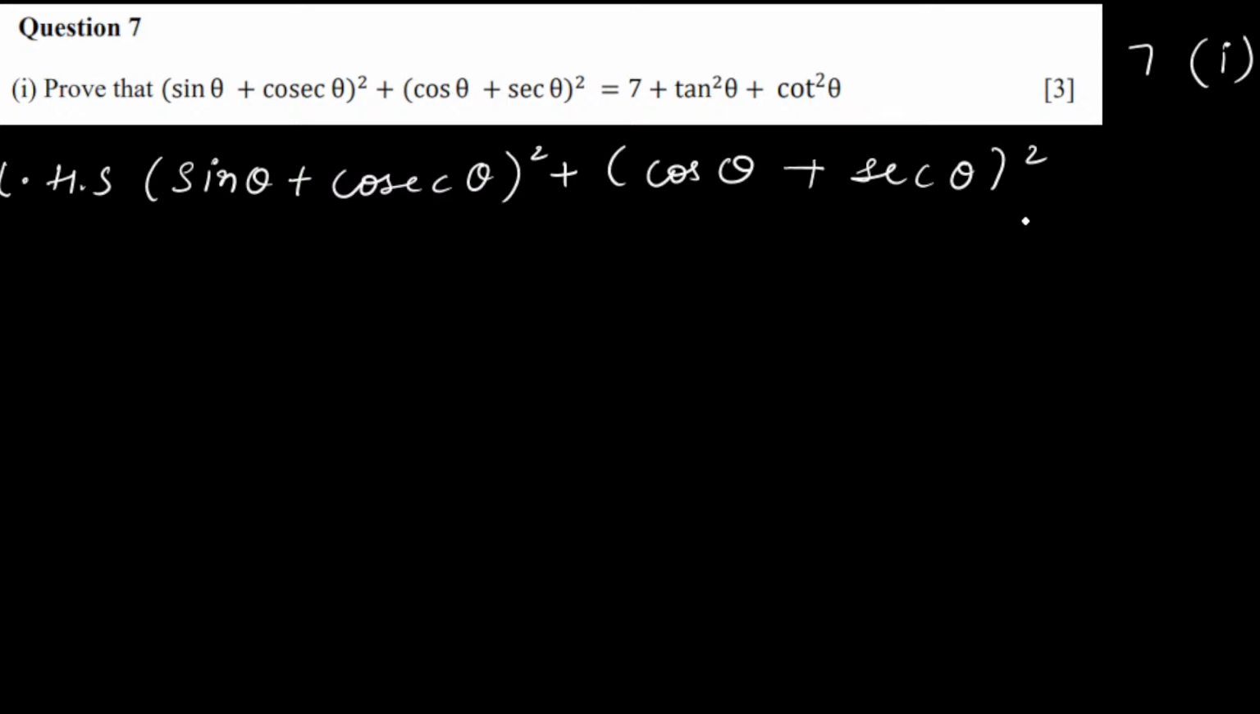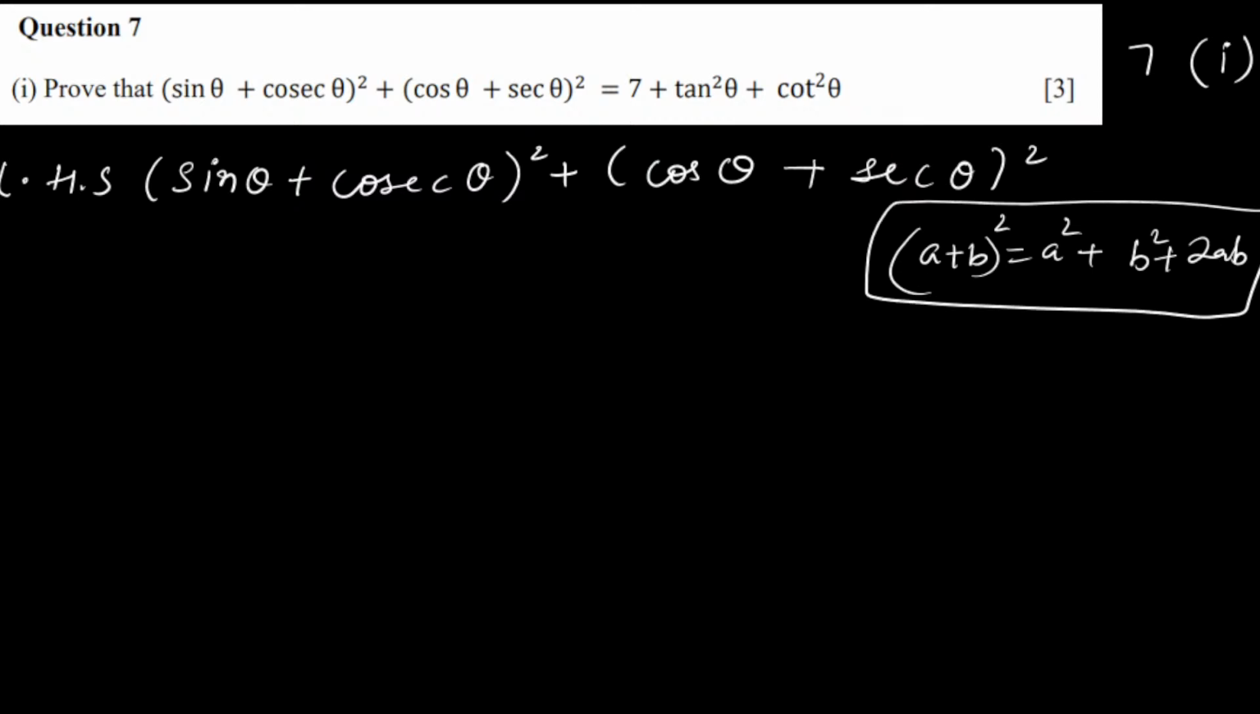So whenever you are applying any identity, mention it. What is a plus b whole square? That you have to write down also. So a plus b whole square is equal to a square plus b square plus 2ab. So this thing you have to write down.